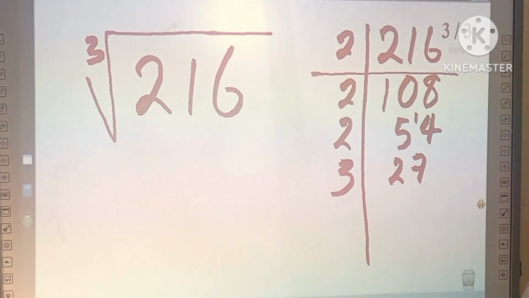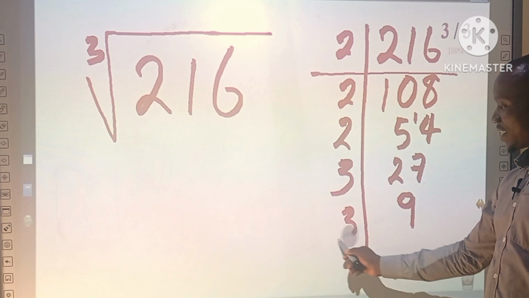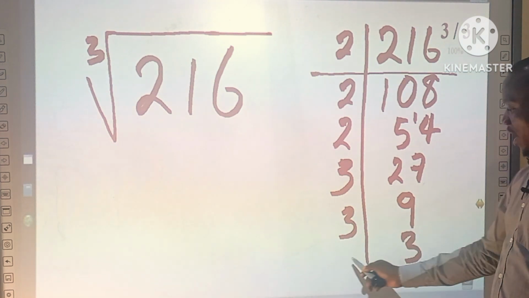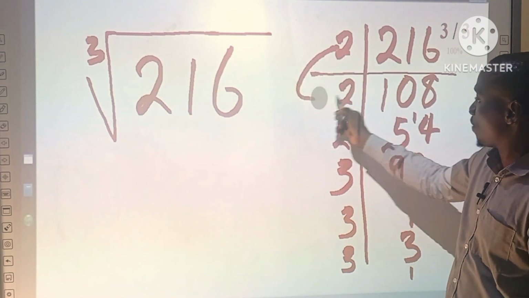Now, it is ending in an odd number, so we cannot divide by 2. I know 3 can divide 27. So 3 into 27 gives me what? 9. 3 can divide 9. 3 into 9 gives me 3. And I will reduce it to its lowest terms, which is what? 1.